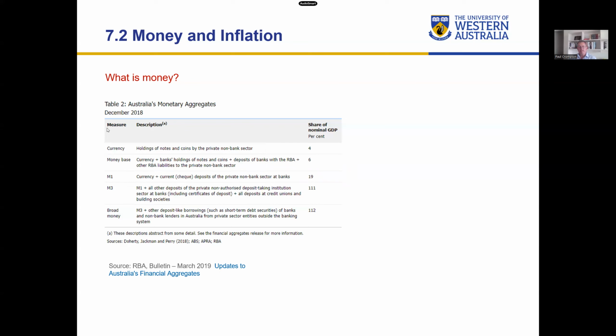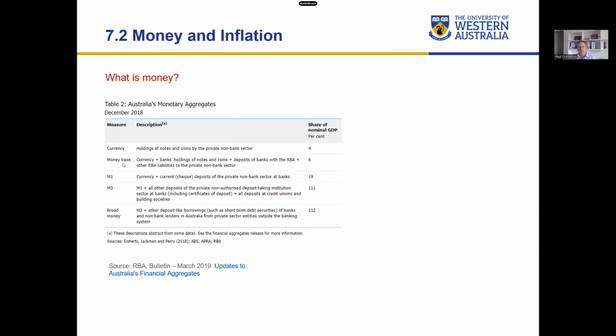So we've got different measures of the money supply here. We've got currency, money base, right down to broad money. Now, I'm not interested in you memorizing all of these or any of them. There's no point. And I'm really not interested in you understanding what a private, non-authorized deposit-taking institution is. Sounds pretty boring to me. That's not the point of this course, and that's not where we want to be in terms of an understanding of this stuff.